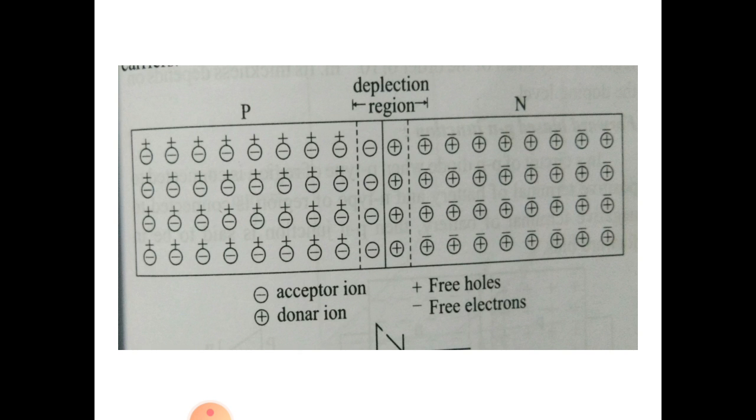See in this figure, this is a PN junction. This is the P type region. This is the N type region. The P type semiconductor is due to trivalent impurity, and hence it contains acceptor ions. These negative signs enclosed in the circle are the acceptor ions, and this plus symbol enclosed in the circle is a donor ion.